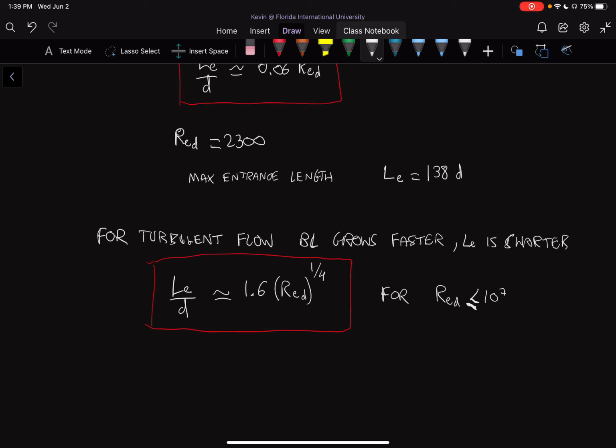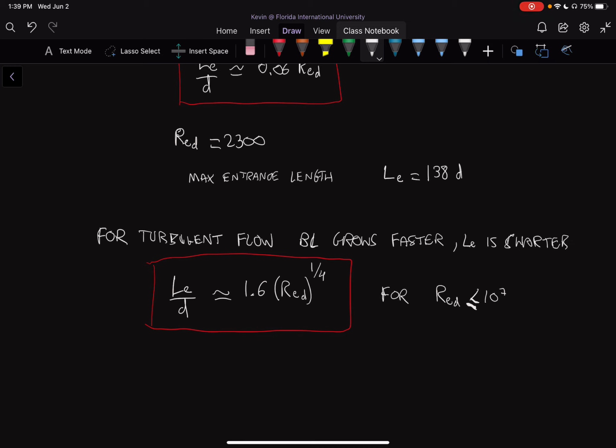Okay, so we've been able to figure out how to find the length of the entrance based on the diameter and based on the Reynolds number of our equation. And we used a combination of Module 5, Module 3, and Module 4 to understand what is happening.